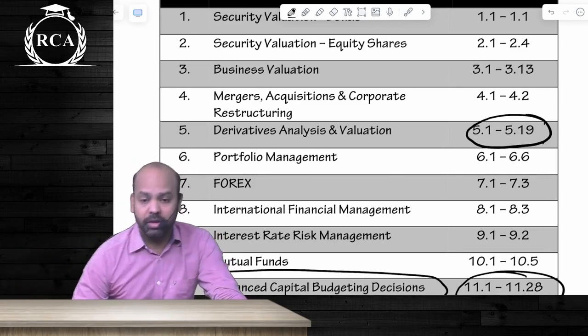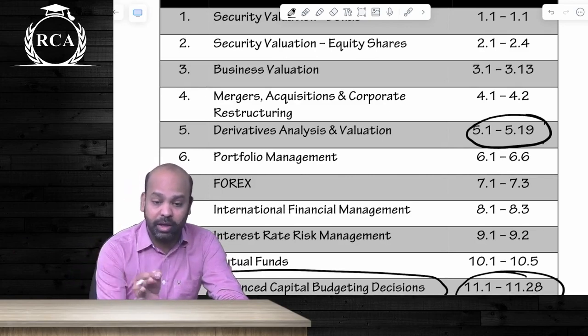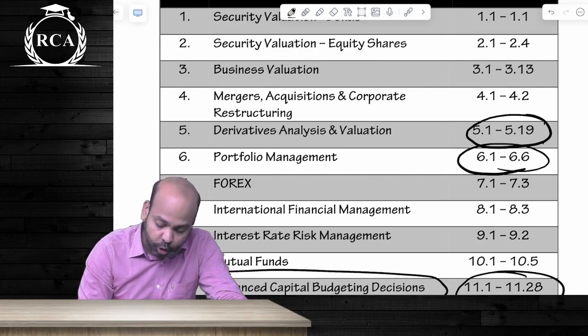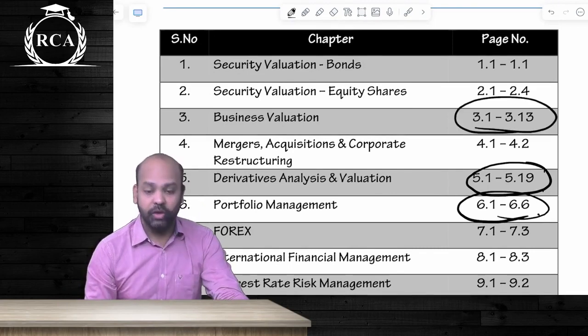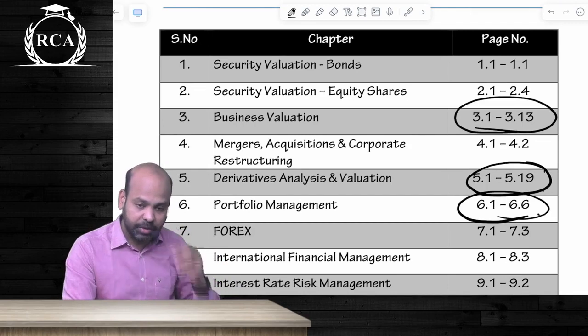Besides this, if you talk about the additions or changes that have occurred in the chapters, a good amount of theory has been added in derivatives. There is theory added on beta covered in portfolio. There's a lot of theory added in business valuation. This business valuation chapter, guys, was earlier termed corporate valuation. Now they've changed the name of the chapter to business valuation.